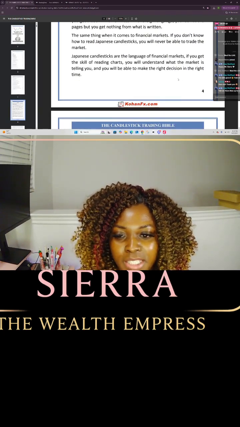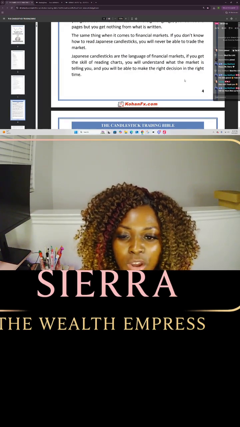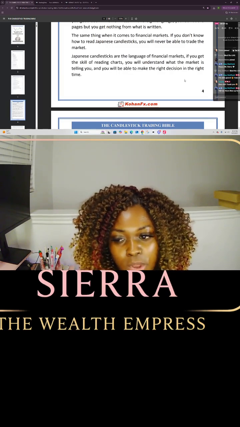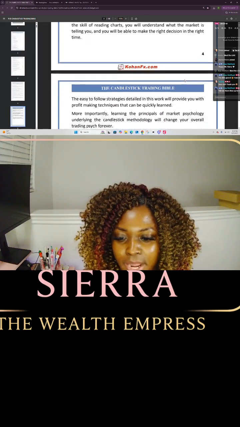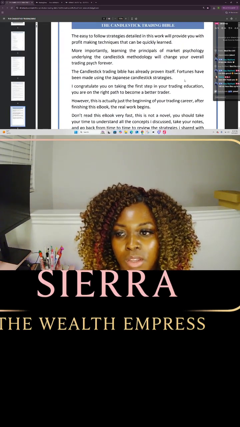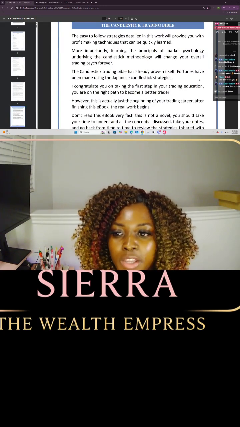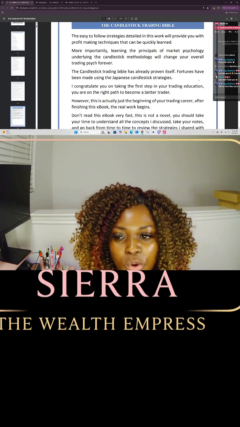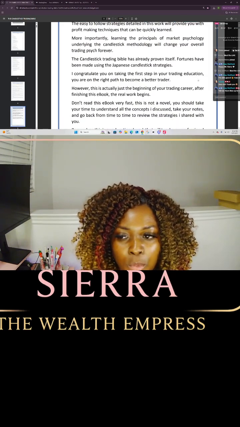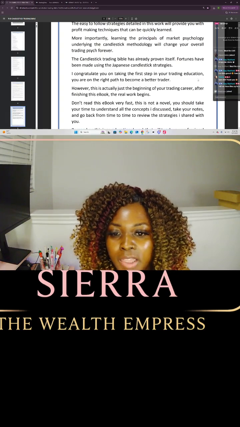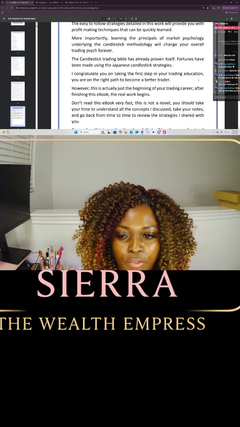Japanese candlesticks are the language of financial markets. If you get the skill of reading charts, you will understand what the market is telling you, and you will be able to make the right decisions at the right time. The easy to follow strategies detailed in this work will provide you with profit-making techniques that can be quickly learned. More importantly, learning the principles of market psychology underlying the candlestick methodology will change your overall trading psyche forever.